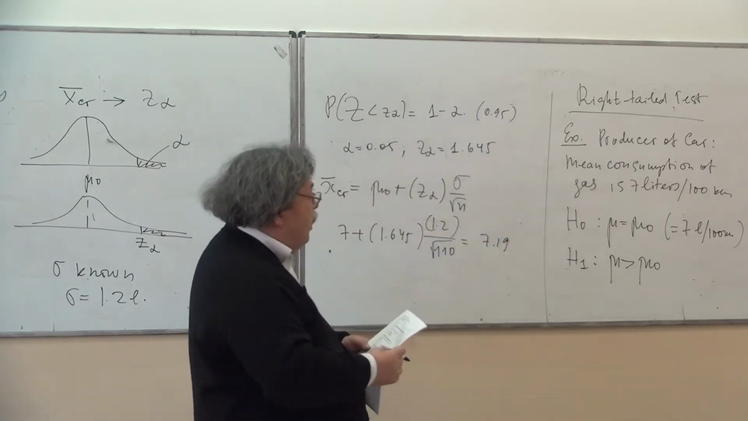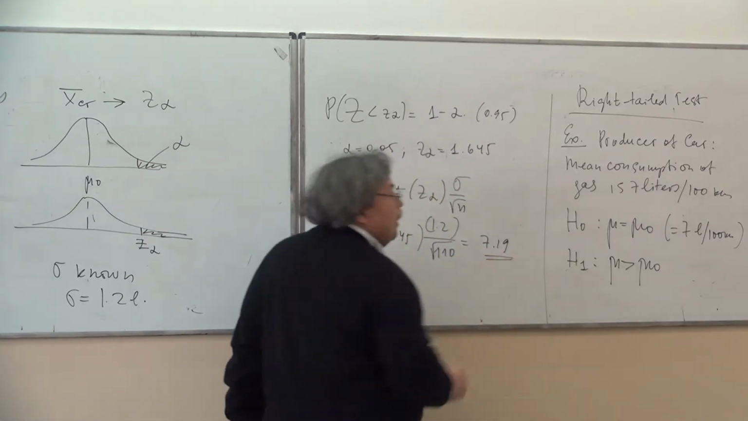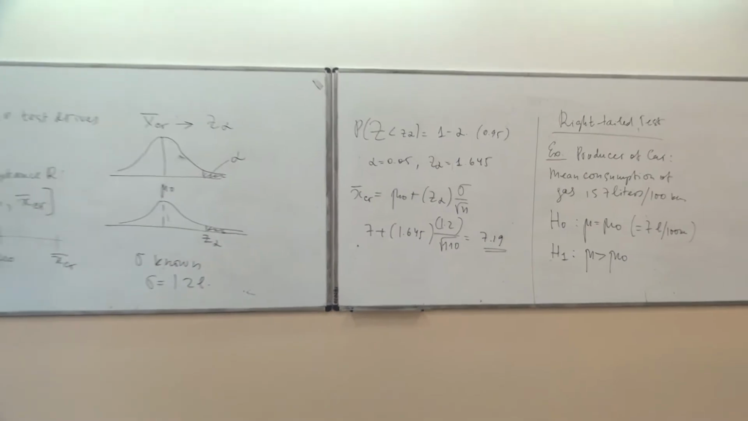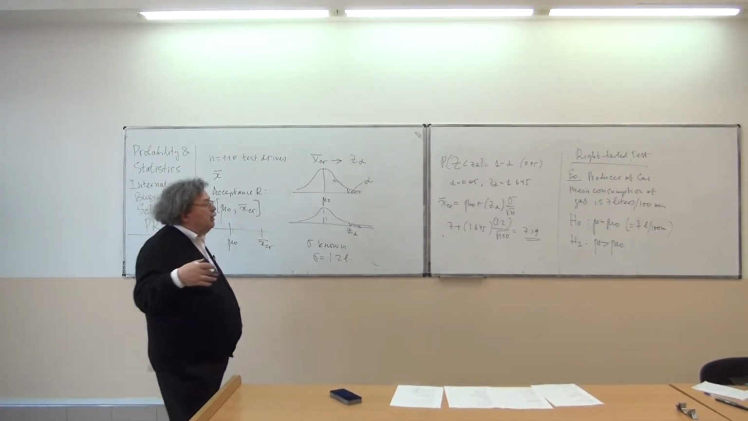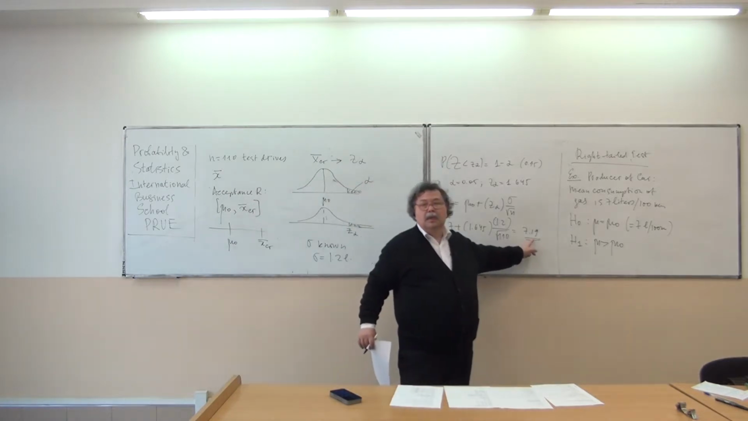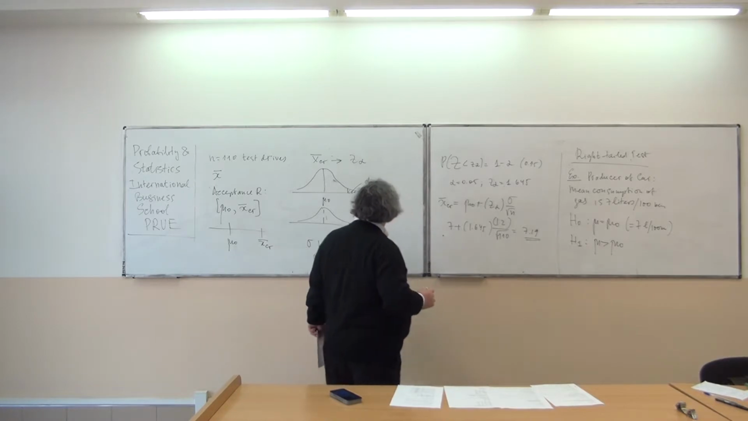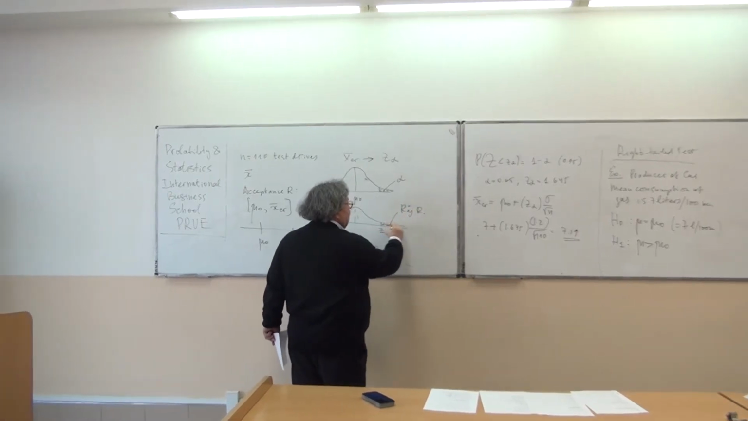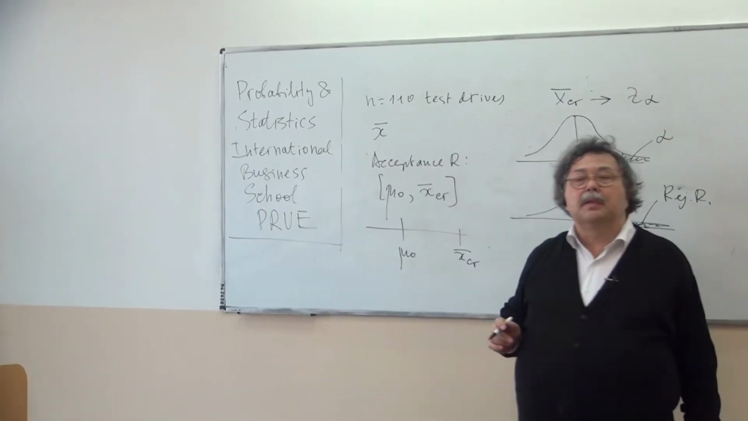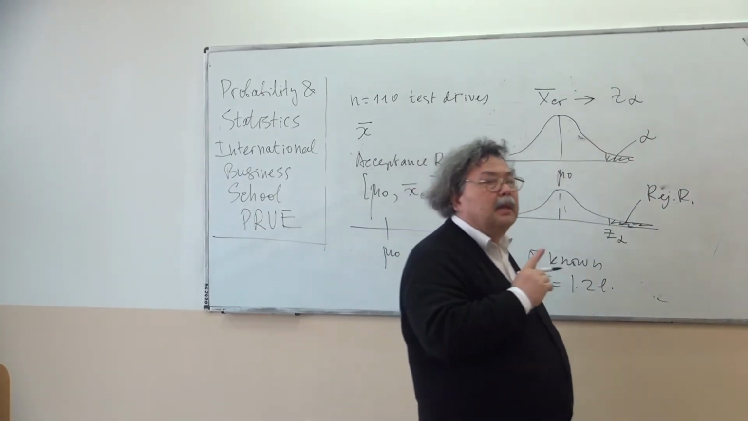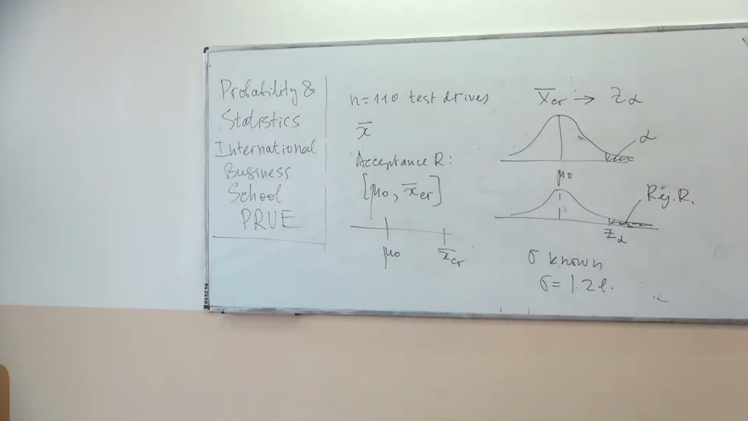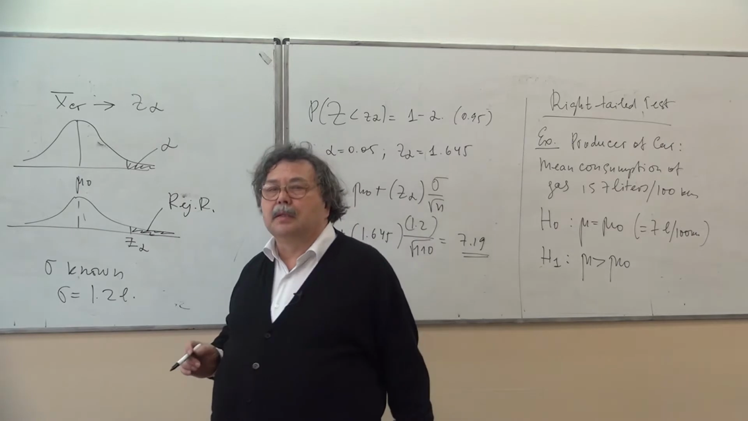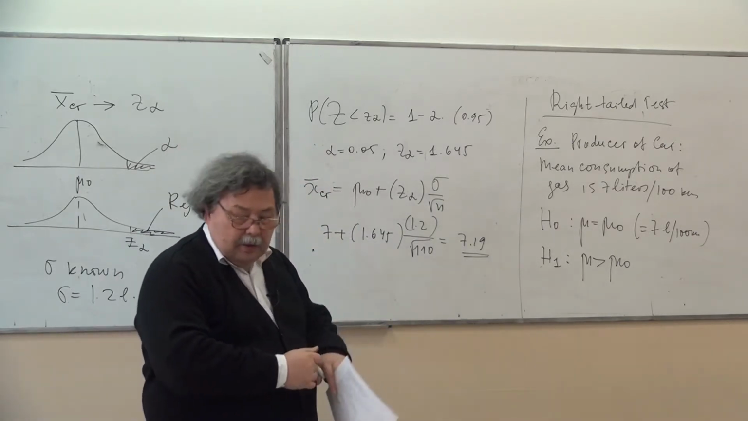The numerical value is 7.19. Okay. Well, so if you look at this figure, if the mean consumption computed on this series of 110 test drives, if the sample mean is, say, 7.2, then we reject. So this is the rejection region. If it's 7.2, we say we have sufficient statistical evidence to reject the null hypothesis. The claim made by the producer is not accurate. But if it's 7.9, then we say, okay, we are ready to accept this hypothesis. We can't reject it. Okay? Well, let's move on.